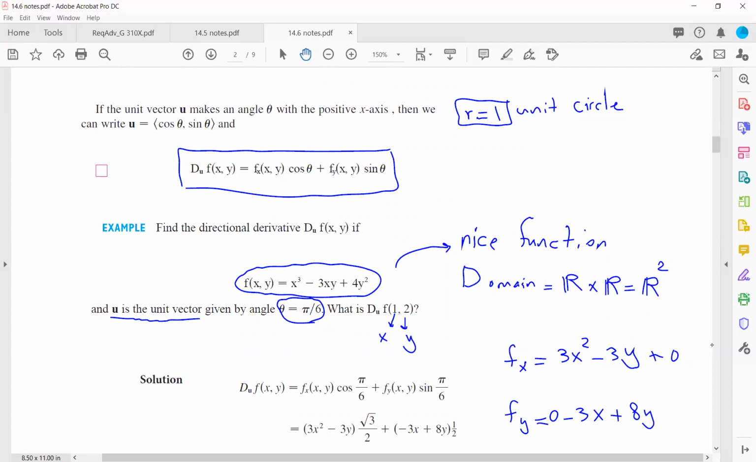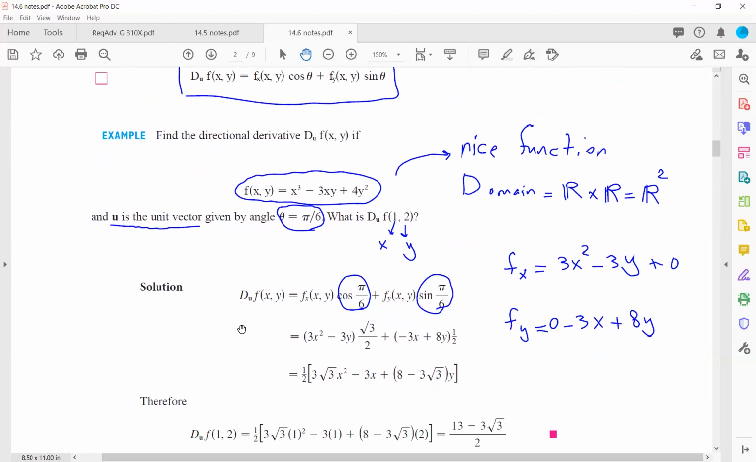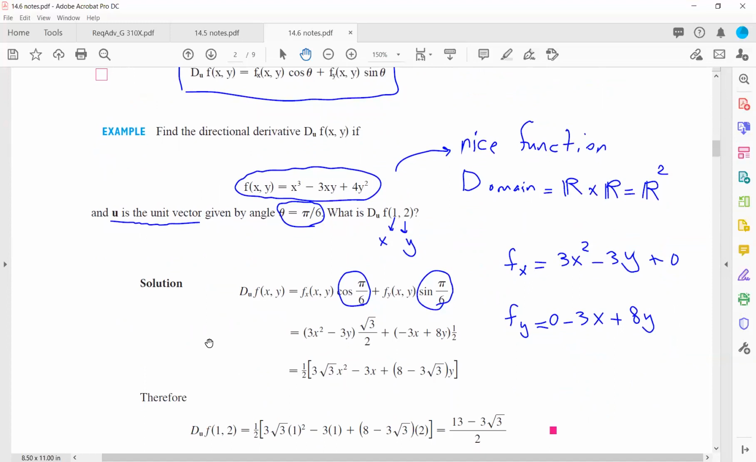Perfect. We also know that theta is pi over 6, so we can actually calculate our cosine and sine. Then we get rid of our x and y. So here you have 3x squared minus 3y times square root of 3 over 2 plus negative 3x plus 8y times a half.